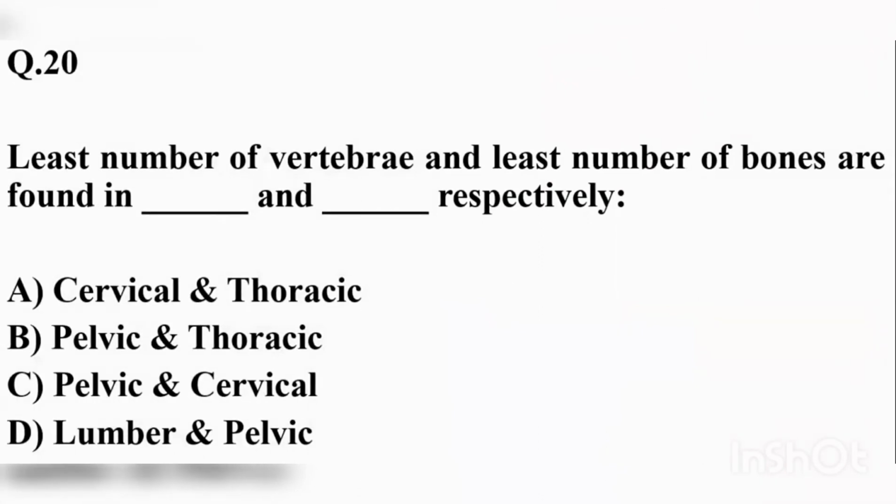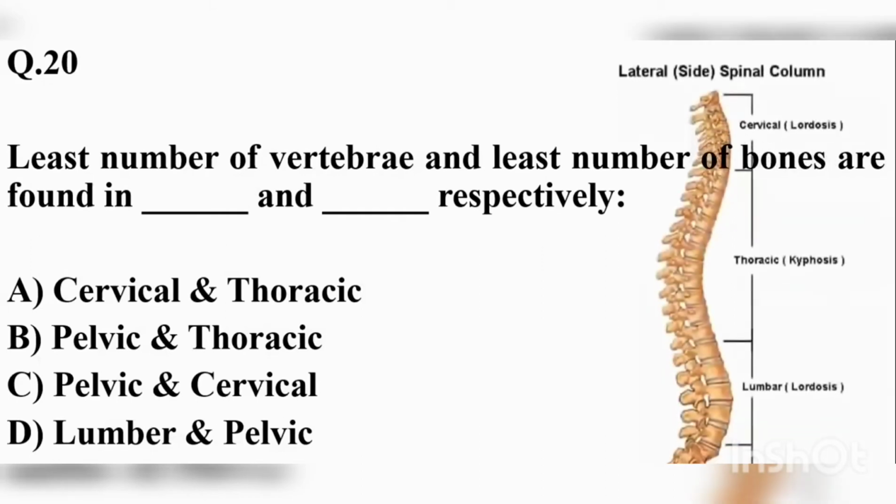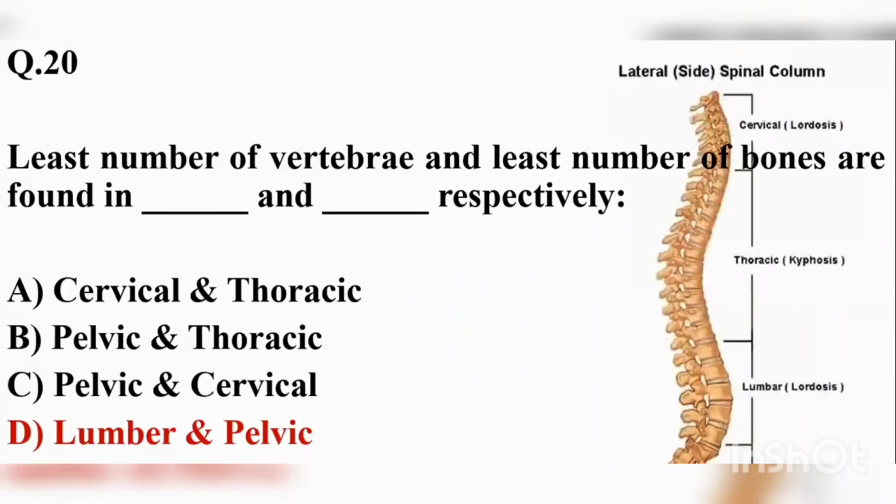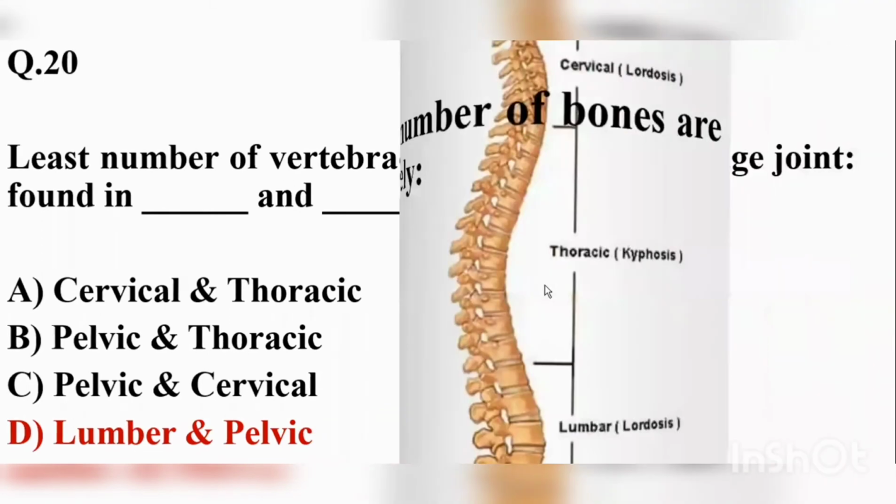The least number of vertebrae are found in the lumbar region, having 5 vertebrae only, while the least number of bones are found in the pelvic region, because pelvic vertebrae are 9 but they are counted as 2 bones. So delta is the right option: there are 5 vertebrae in the lumbar region but 9 vertebrae in the pelvic region. But the 9 vertebrae of the pelvic region are counted as 2 bones only, sacrum and coccyx. So delta is the right option.